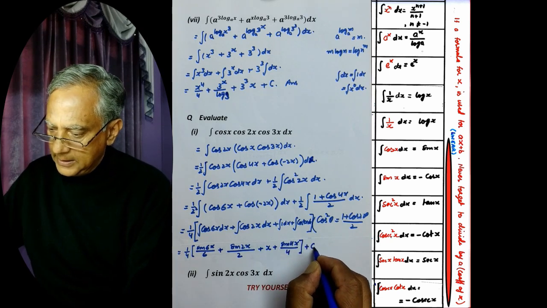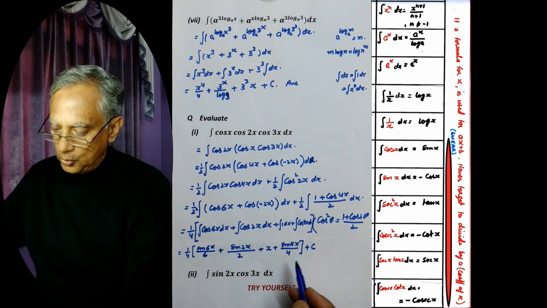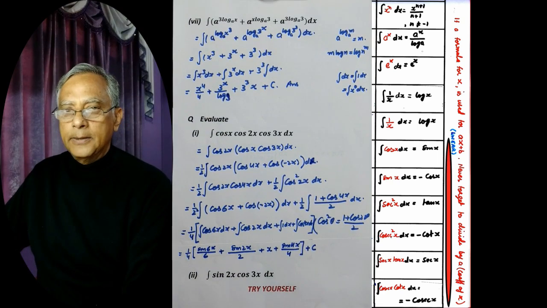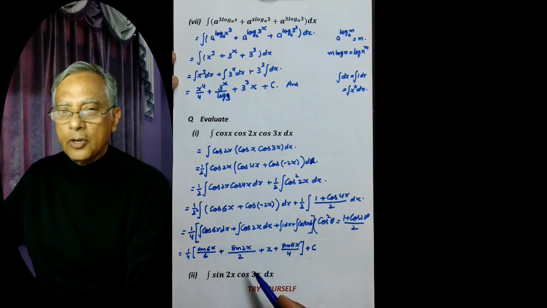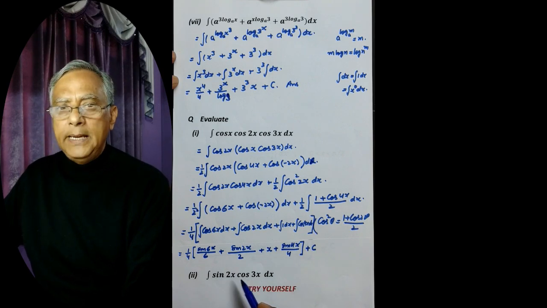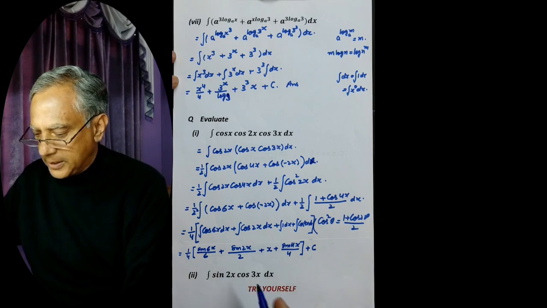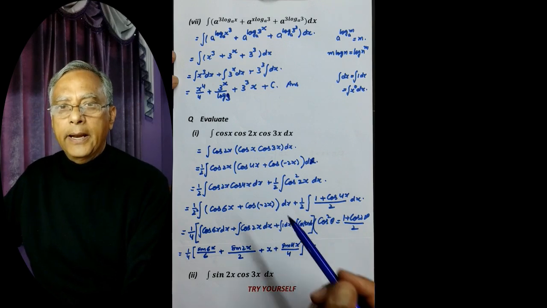And plus c is the constant of integration. So this is the answer. And you can try this question on similar lines. 2 sin a cos b is sin of a plus b plus sin of a minus b. Use that formula. This will separate into 2 terms and you can integrate them.